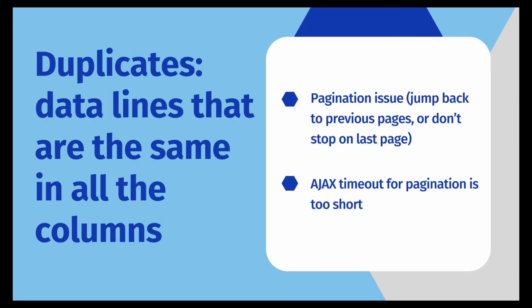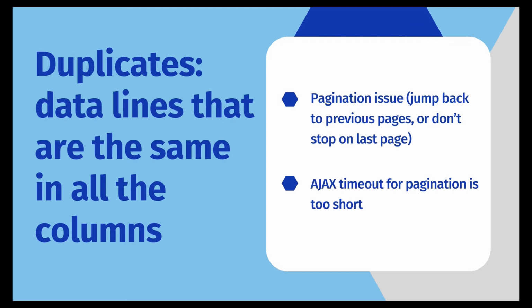Another problem is about duplicates. Duplicates are the data lines that are the same in all the columns. In local run, you can choose to delete duplicates when exporting the data. And in Cloud Run, duplicates will be deleted automatically during the scraping. But why does the task scrape duplicates?